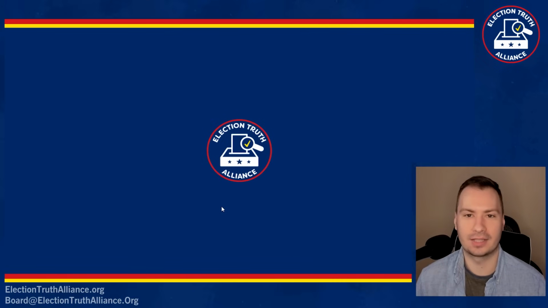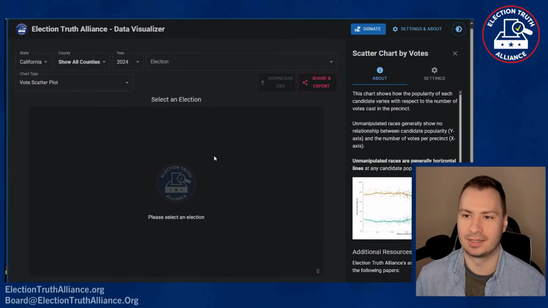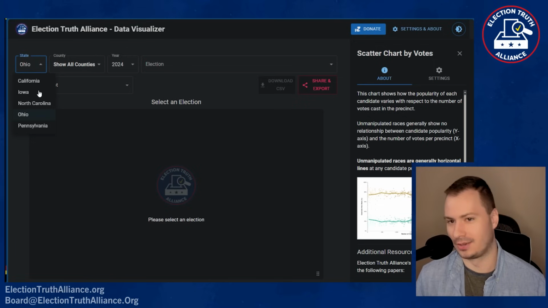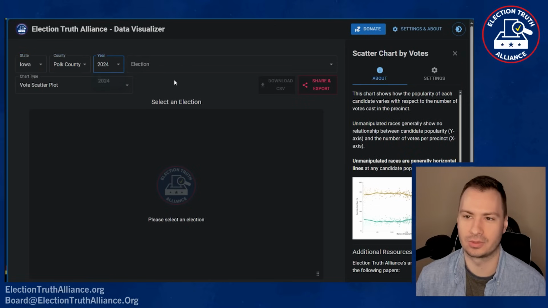Now, we highlight that because now I'm going to pull up our dashboard and show you Iowa and a few other places. And so here's that dashboard. And then what we're going to do is pull up Iowa first. Nope, that's Ohio. We're going to pull up Iowa first, and we're going to go to the biggest county, which is Polk County, 24 election.